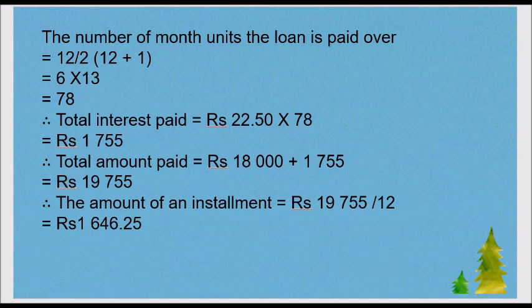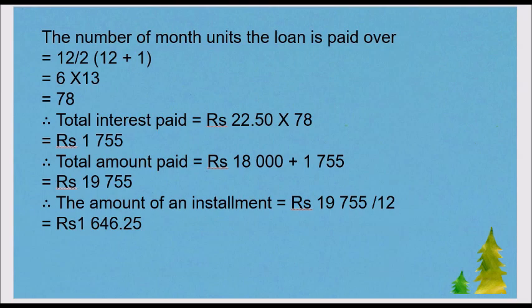We agreed to settle the loan within 12 months. Therefore, that final answer you have to divide by 12. So, you can obtain 1646 and 25 cents as the size of the installment. Okay, children, I think you can solve very easily these type of questions.